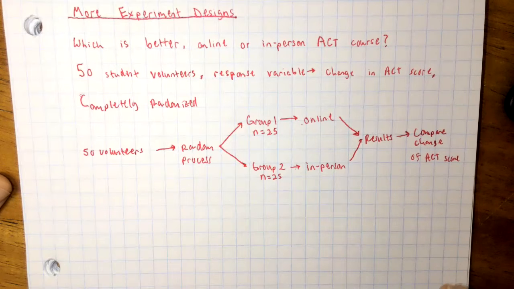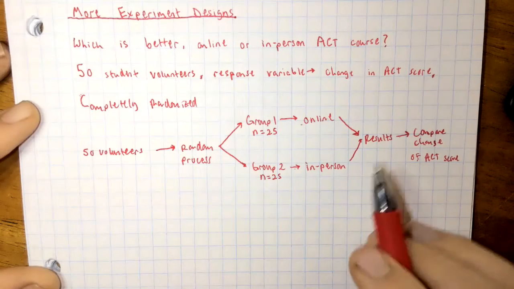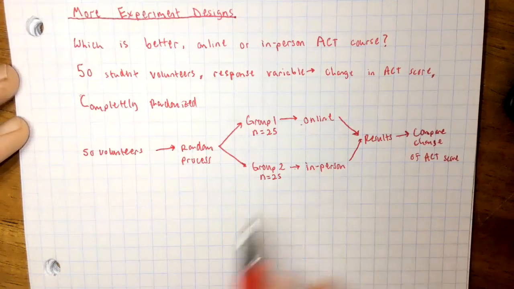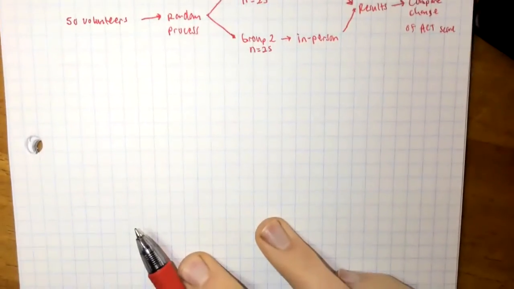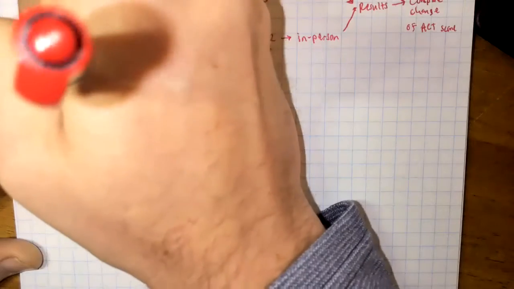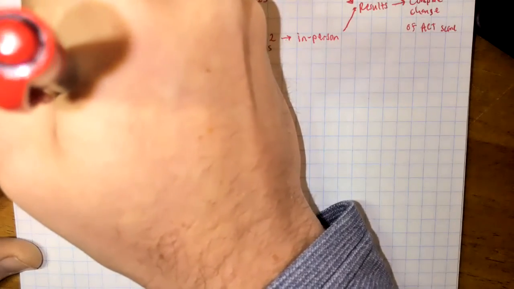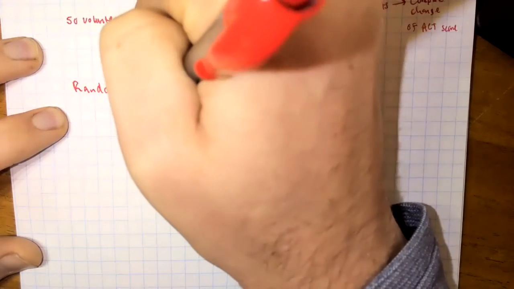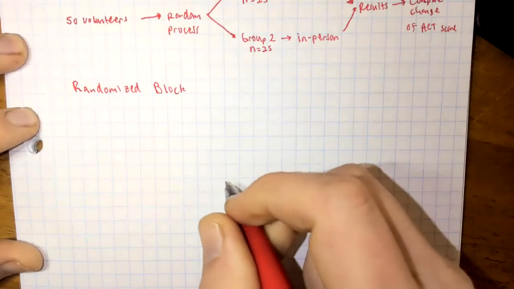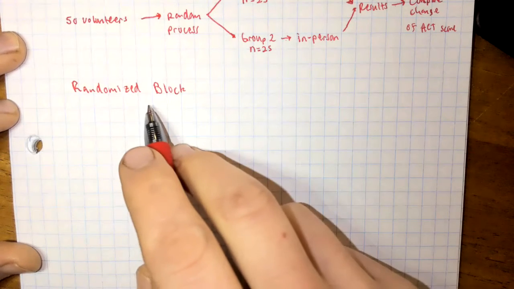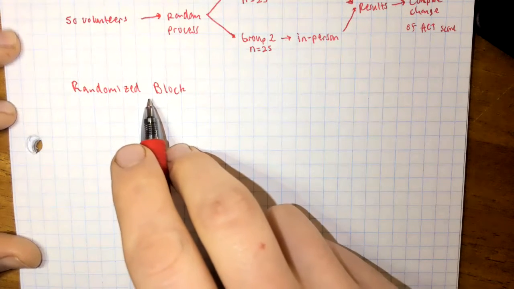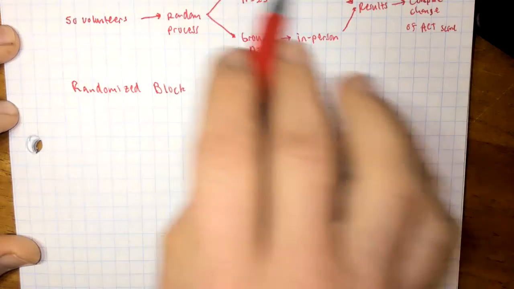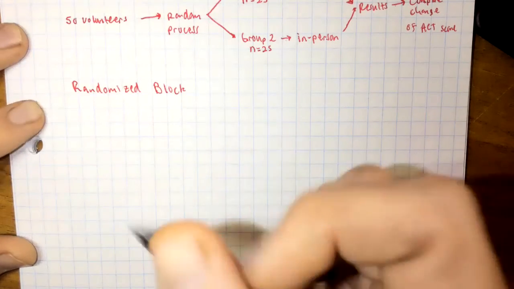So the way around this, the way to kind of guarantee that you reduce the variation in your results, is to do another type of experiment. So this is called a block design. This is called a randomized block design. Blocking places students into categories, kind of like stratification for sampling, before they undergo that random process. So here's what a randomized block design would look like for this situation.